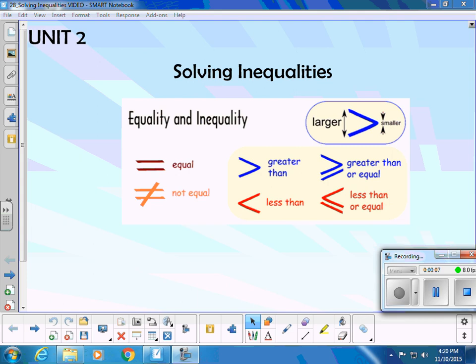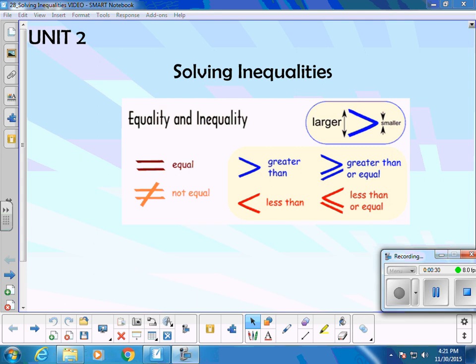Today we're going to be talking about how to solve inequalities. Today in class we graphed inequalities and we learned how to read them. And today we're going to learn how to solve them. And then as I said in class, solving inequalities is exactly the same process as solving one-step equations and two-step equations. So two-step is 8th grade, so we don't have to worry about that.